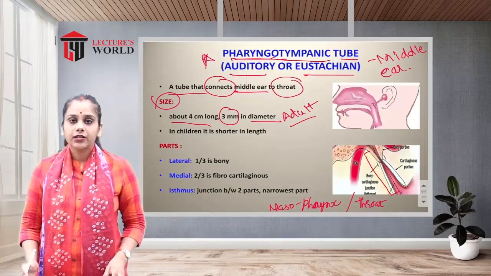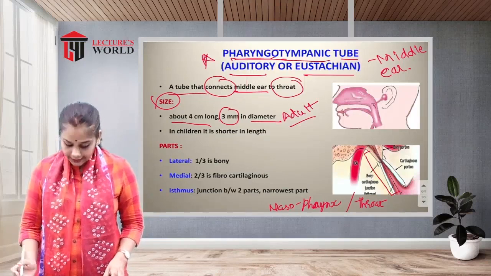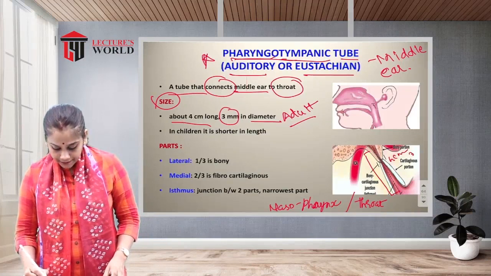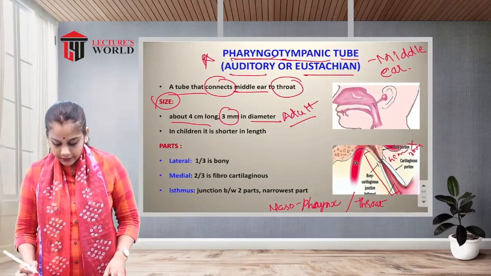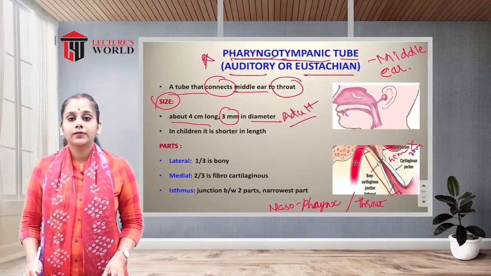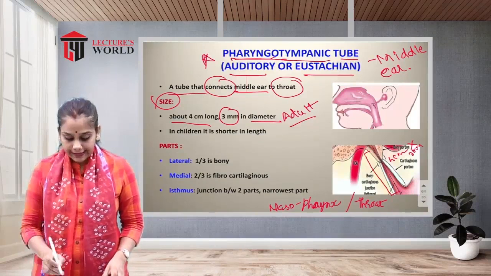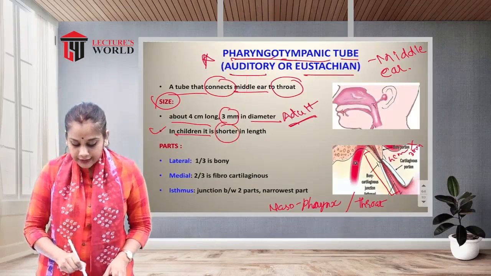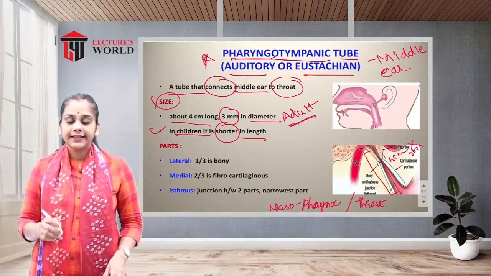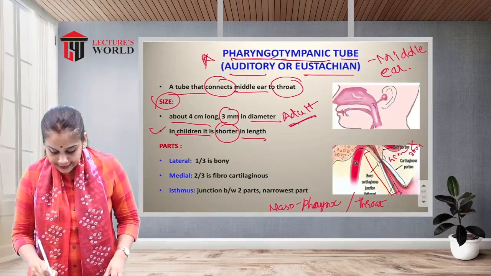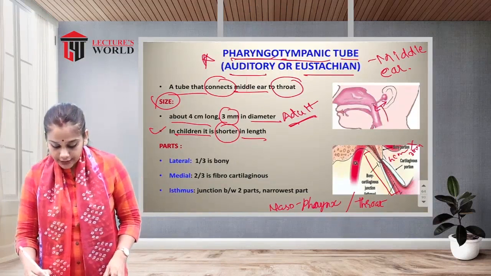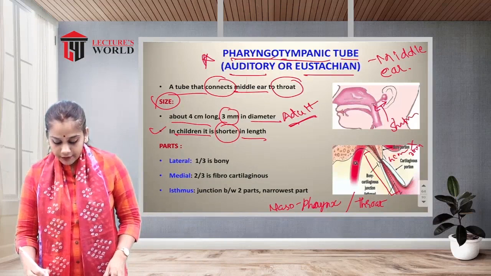In an adult there is 4 cm length and 3 mm diameter. So this is the normal length and diameter in an adult, while in children it is shorter in length. So the length of this eustachian tube is shorter in children.